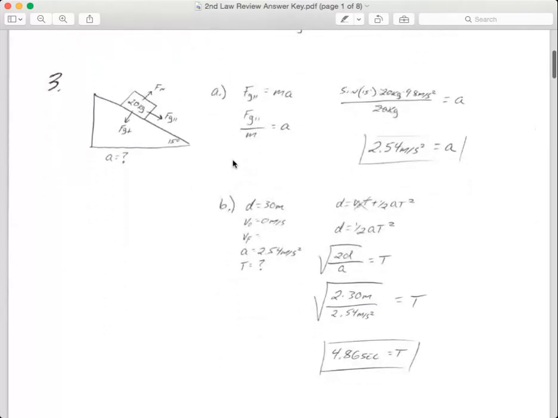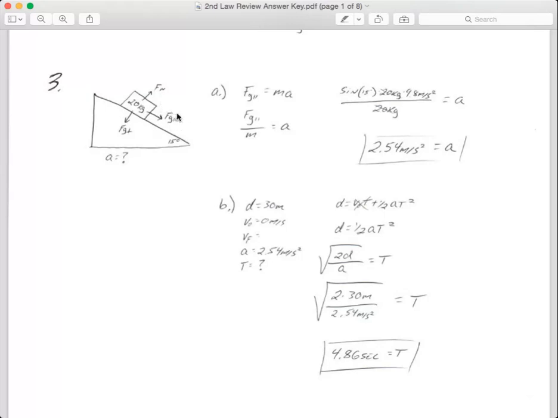Now, number 3. In this problem, a 20 kilogram mass is allowed to accelerate down a frictionless ramp. So there's no friction going in that direction. It says very clearly it's frictionless. So what forces do we have acting on this? We have the normal force in the upward direction, gravity perpendicular in the downward direction, and gravity parallel going down and to the right on the hill. Trying to find the acceleration, that is part A.